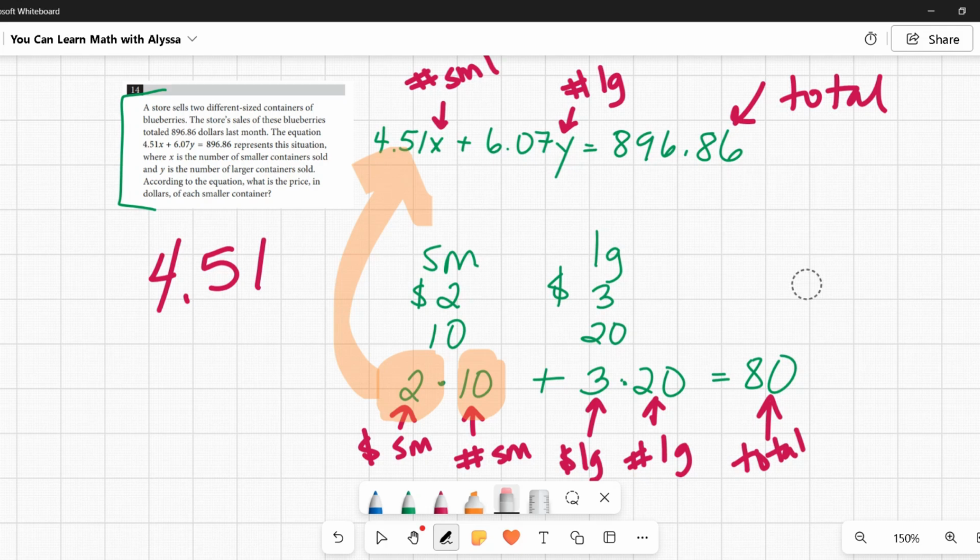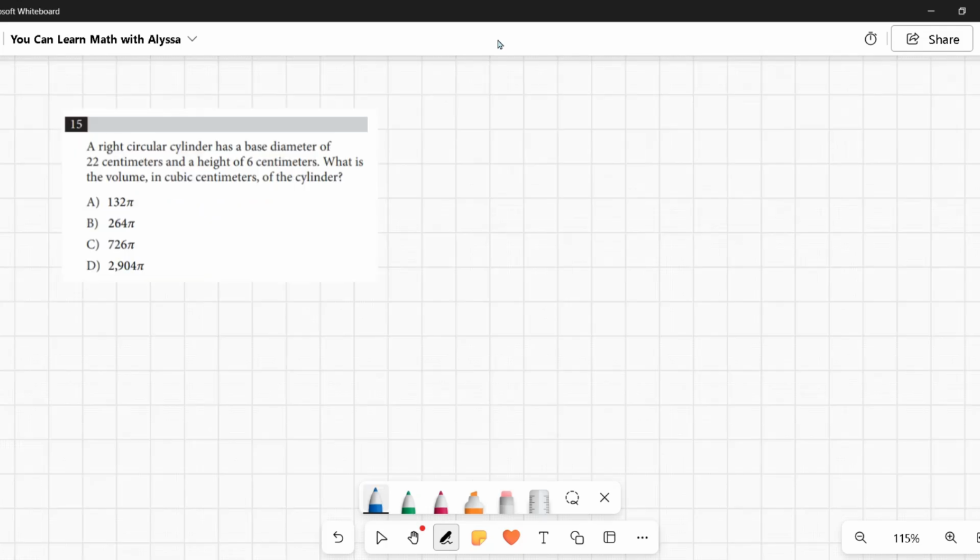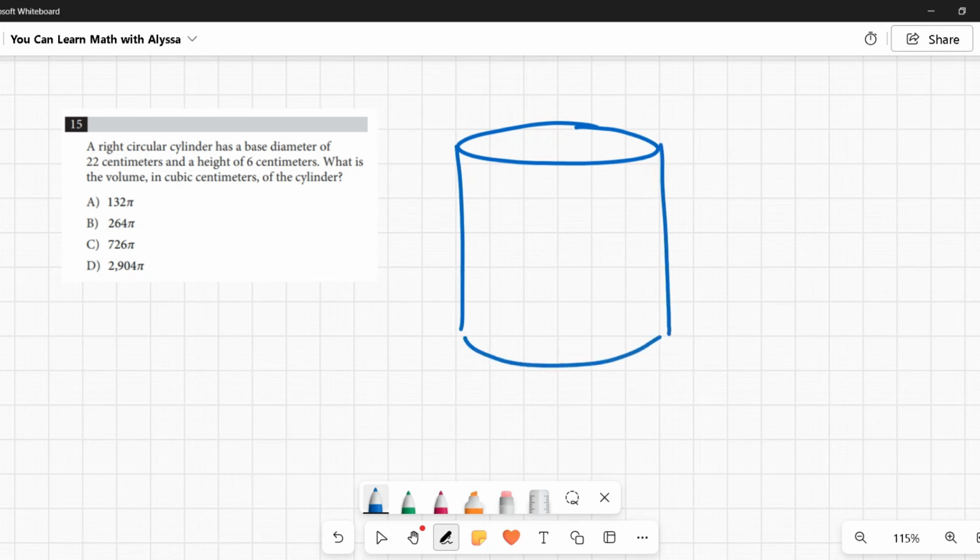Number 15. A right circular cylinder has a base diameter of 22 centimeters and a height of 6 centimeters. What is the volume in cubic centimeters of the cylinder? Okay, so I always start by drawing things. So we have our right circular cylinder. So we have these vertical sides that are forming a right angle to the base. If I draw a straight line down, it's going to form this nice right angle. Okay, so that's what that means.